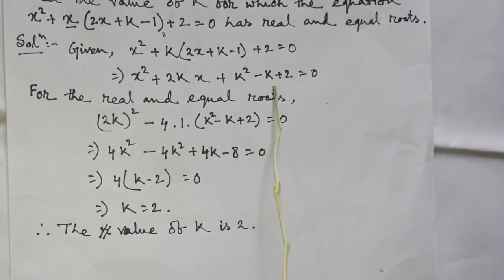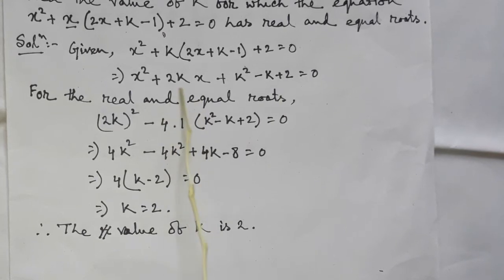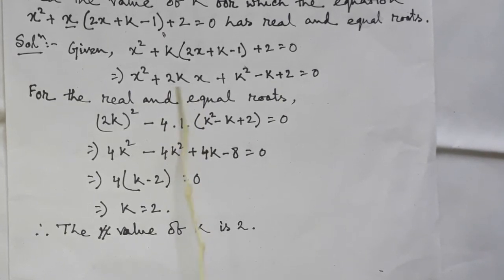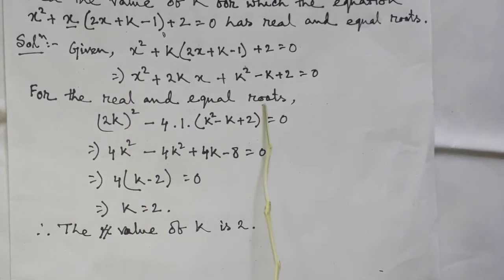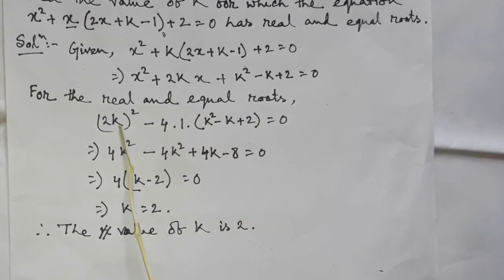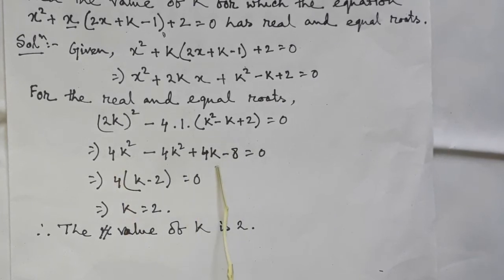Sorry, this k square minus k plus 2 is the constant term. This 2k is the coefficient of x, and the coefficient of x square is 1. So for equal roots, what we know, b square minus 4ac is equal to 0, that is 2k whole square minus 4 into 1, and c, the constant term, k square minus k plus 2. Then by calculation you will get k is equal to 2.